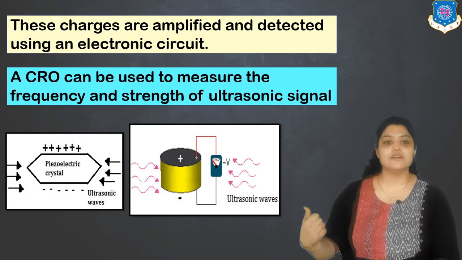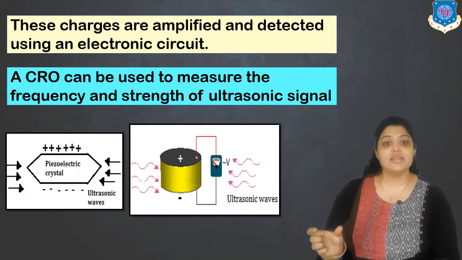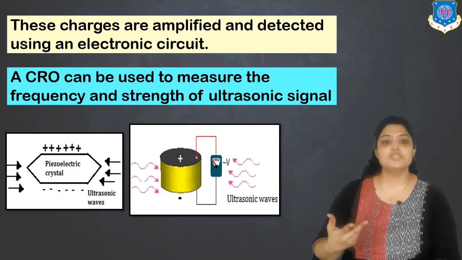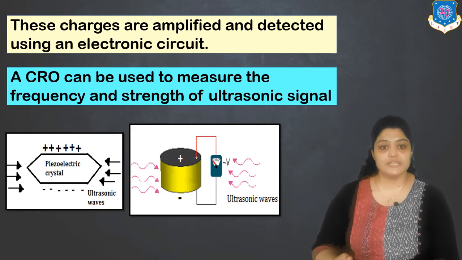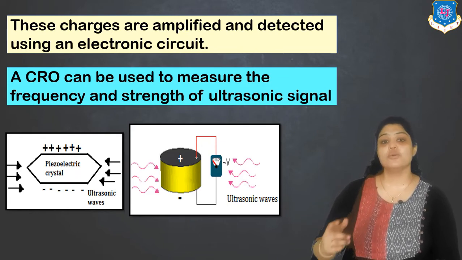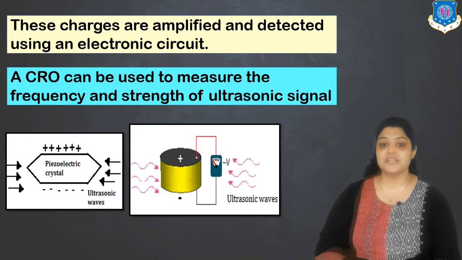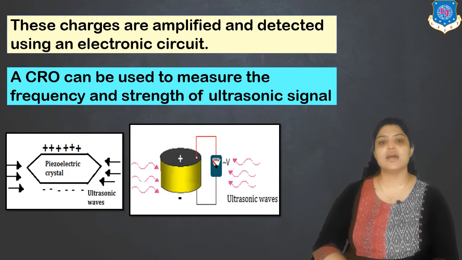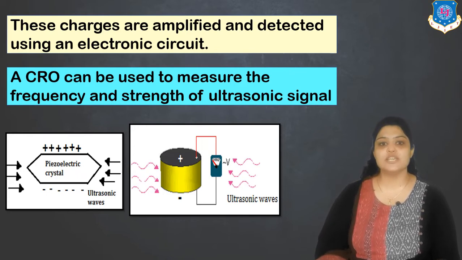This is how the method can be explained. You can see in the first diagram that if I am pressurizing the crystal, opposite charges are being developed across the opposite faces. And you can see in the second diagram that with the help of a voltmeter, you can come to know what is the voltage generated. If you then connect it to the CRO, you can come to know the frequency of ultrasonic waves.